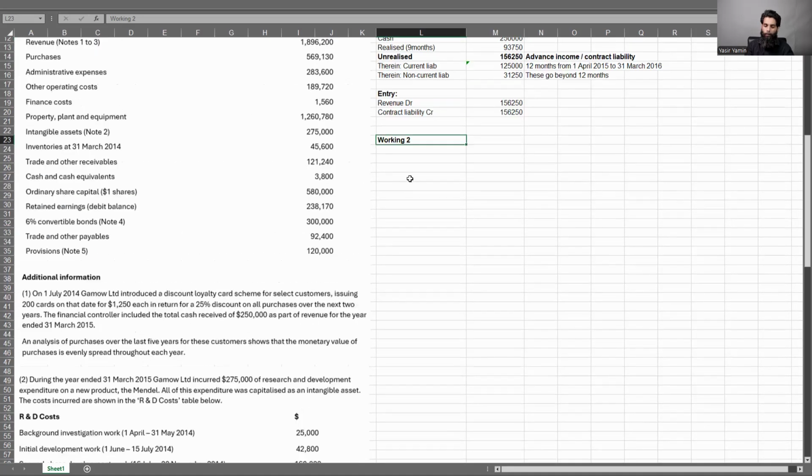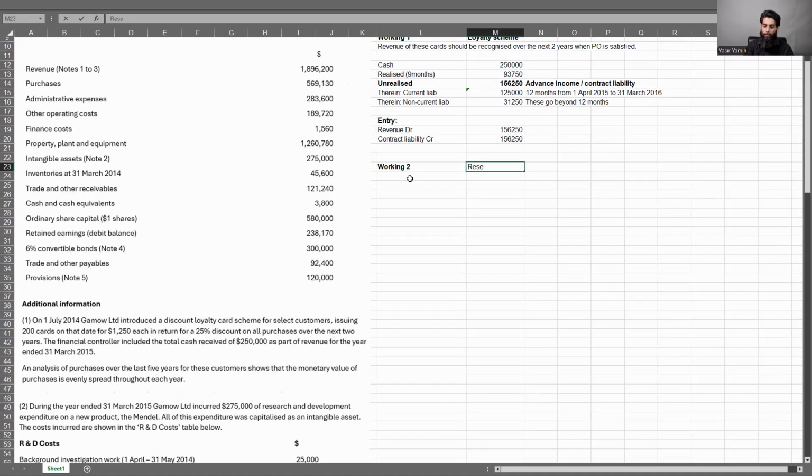Let me just go here, write working number 2 and write research, or R&D for short. Total expense, guys, was 275,000. What amount to be capitalized? Only 160,000. And that means what goes in P&L to be charged off? The rest of it, 115,000, should be charged in P&L.